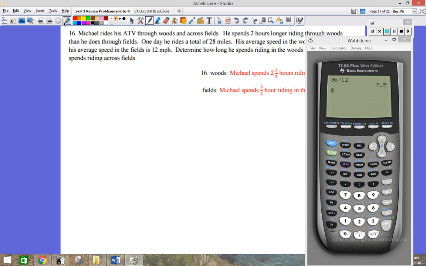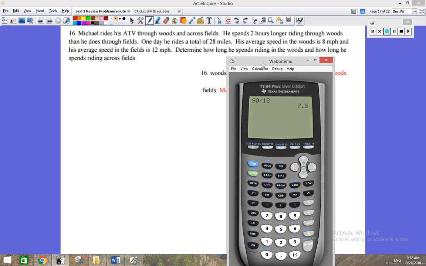Alright, let's take a look at this problem. Michael rides his ATV through woods and fields. He spends 2 hours longer riding through the woods than he does the fields. One day he rides a total of 28 miles. So there's our hint right there, that we have this total distance, and it's being split into two parts: the distance that he drives through the woods and the distance that he drives through the field.